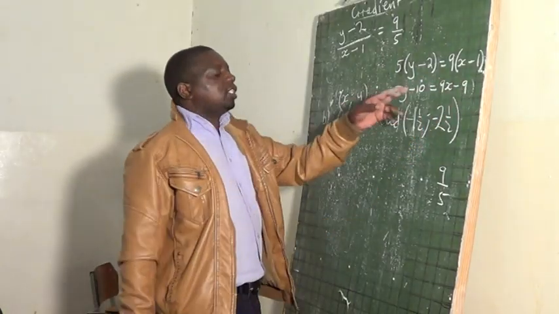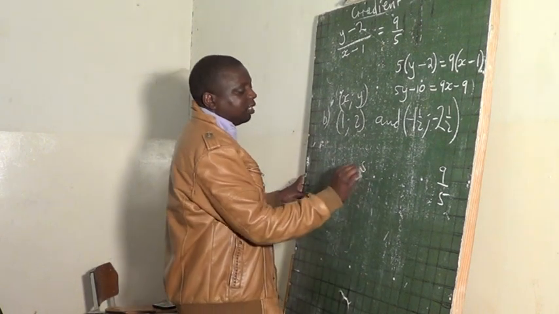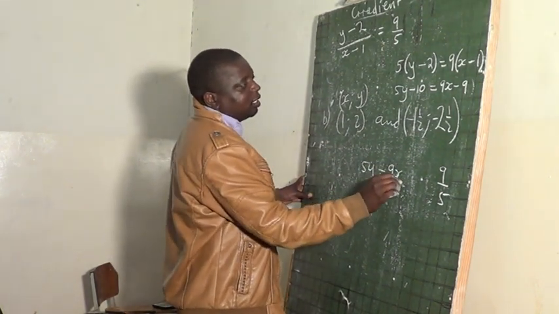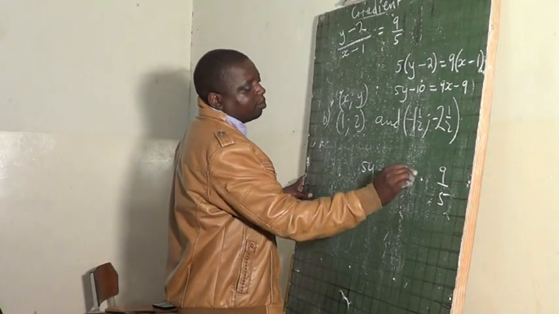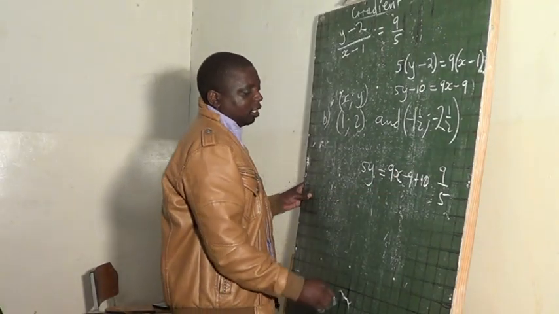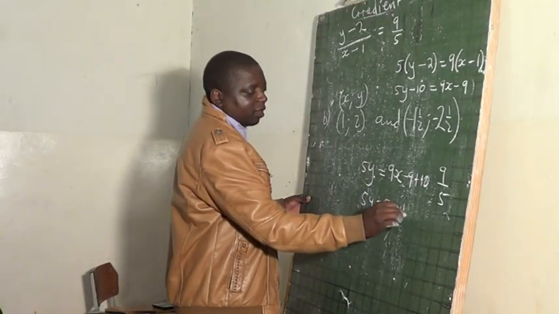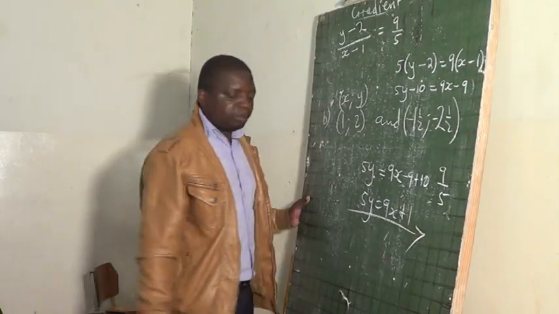And we take minus 10 to that side. So 5y is equal to 9x minus 9 plus 10. And so 5y is equal to 9x plus 1.